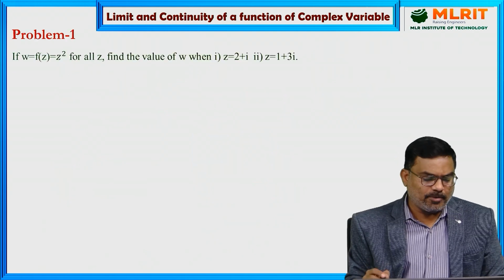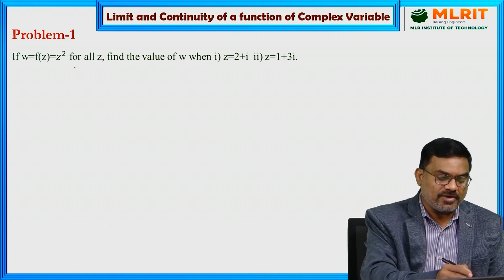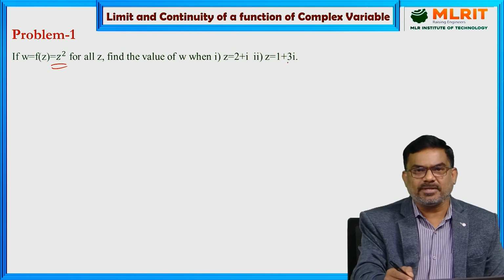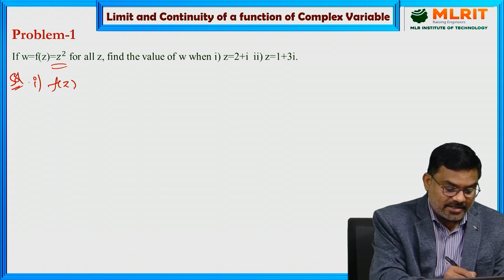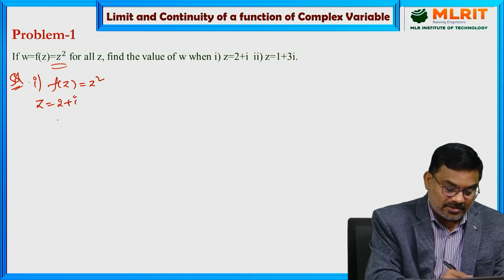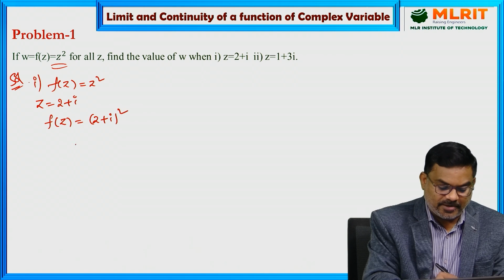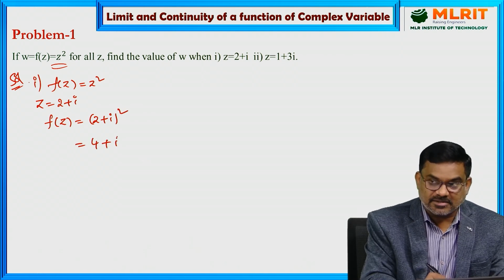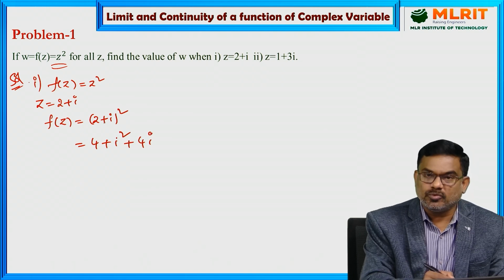Now, let us solve some problems. The first one: if w equal to f of z is defined as z square for all z, find the value of w when z equal to 2 plus i, and z equal to 1 plus 3i. So, the solution part, the first question: f of z is z square, and in the first question z is given as 2 plus i. So, that means f of z will be 2 plus i whole square, which is in the form of a plus b whole square. So, 4 plus i square plus 4i, a square plus b square plus 2 into ab.